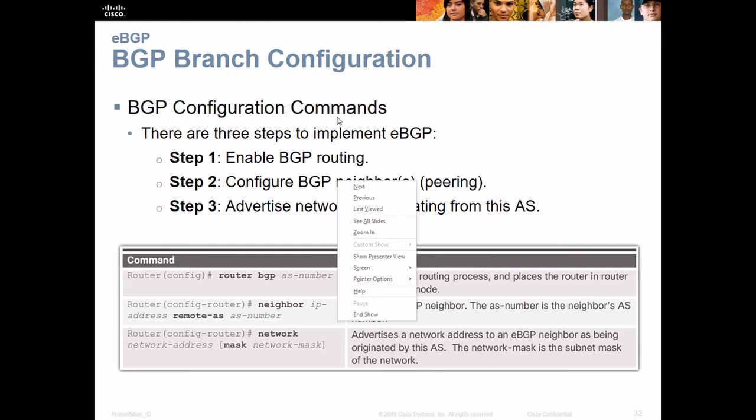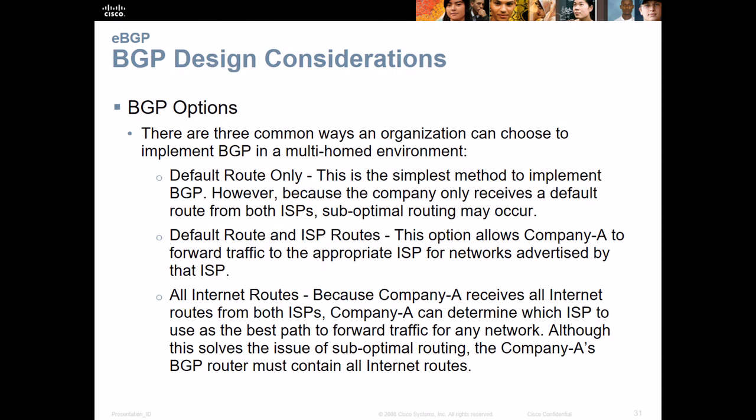Oops, sorry about that. So there are three common ways an organization can implement BGP in a multi-homed environment. If you have a huge company with multiple autonomous systems, you can use a default only route. This is the simplest method to implement BGP. So it's easy. You can use a default route and an ISP's routes if you want, or you can use all internet routes. So probably a lot of people go for default routes, to be honest with you.